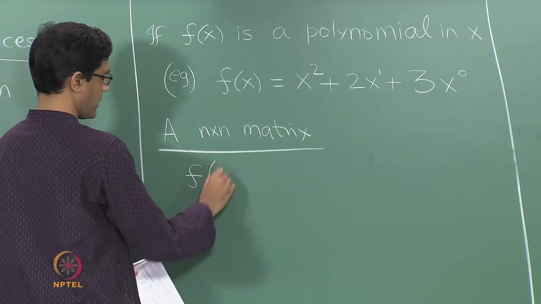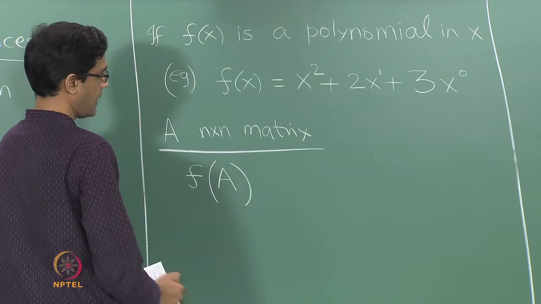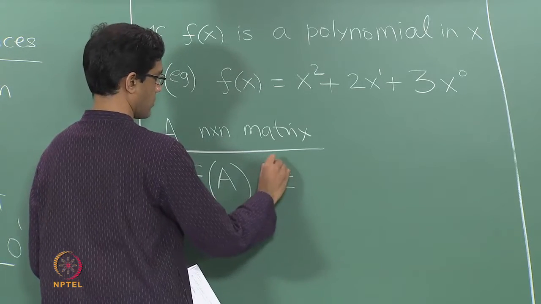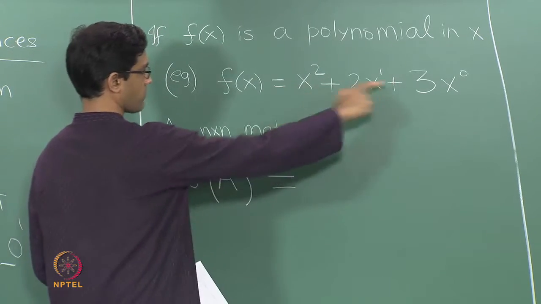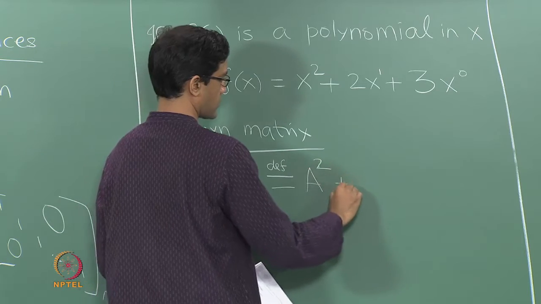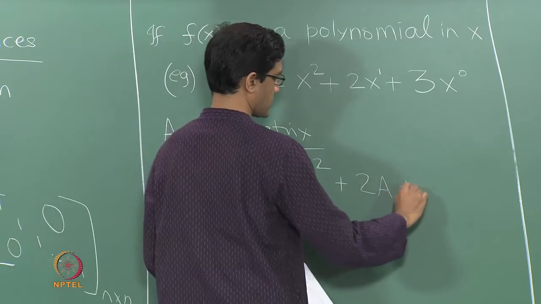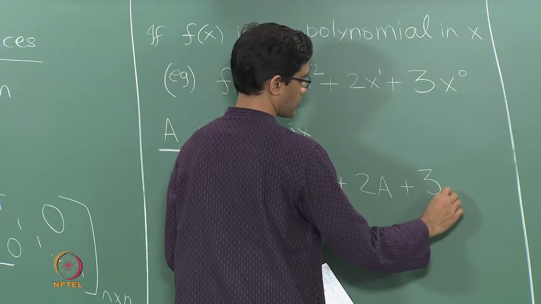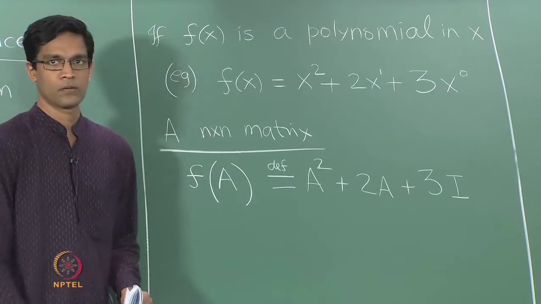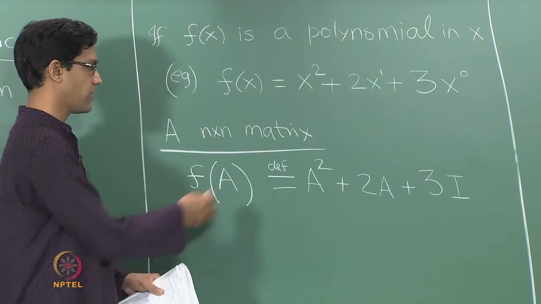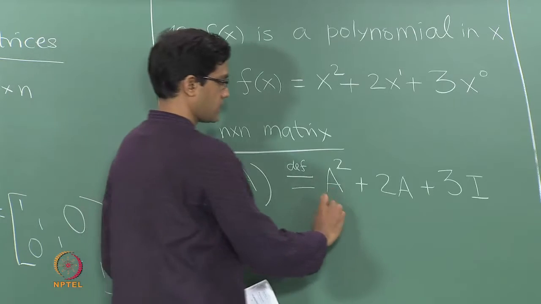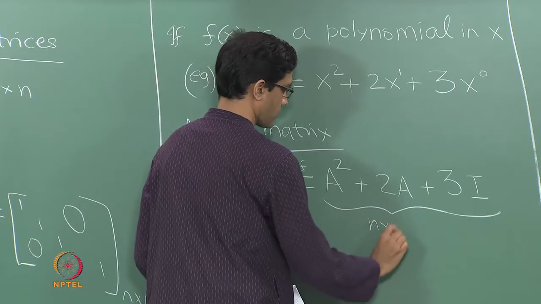we can define the following. You plug in A in place of x, so the quantity f of A is defined as follows. You just read off the polynomial but replace all the x's with A's. So this is now A squared plus 2 times the matrix A plus 3 times, well, x power 0, now that should be replaced by A power 0, but A power 0, as I said, is just the identity matrix. Okay, so the quantity f of A is just defined to be A squared plus 2A plus 3I. And observe now that this is a matrix again, right? This is once more an n cross n matrix.